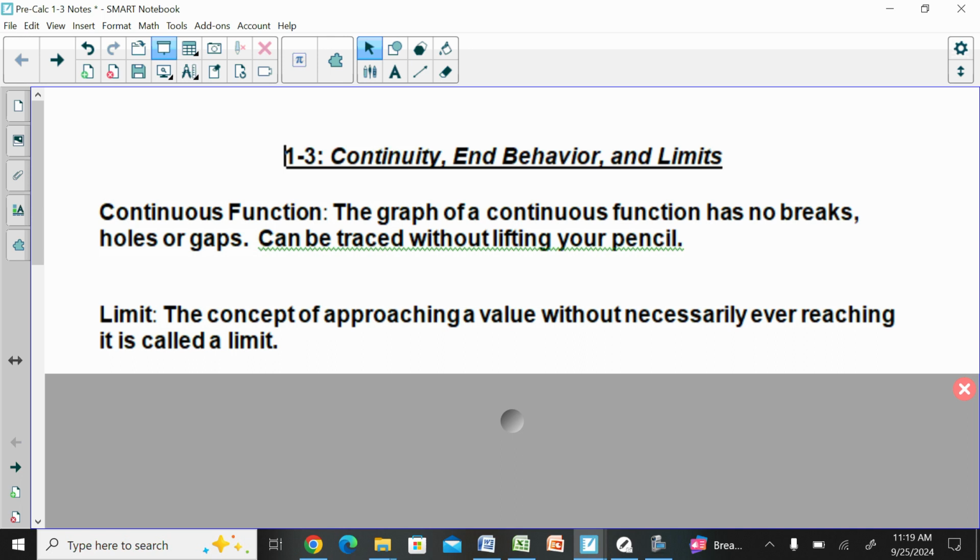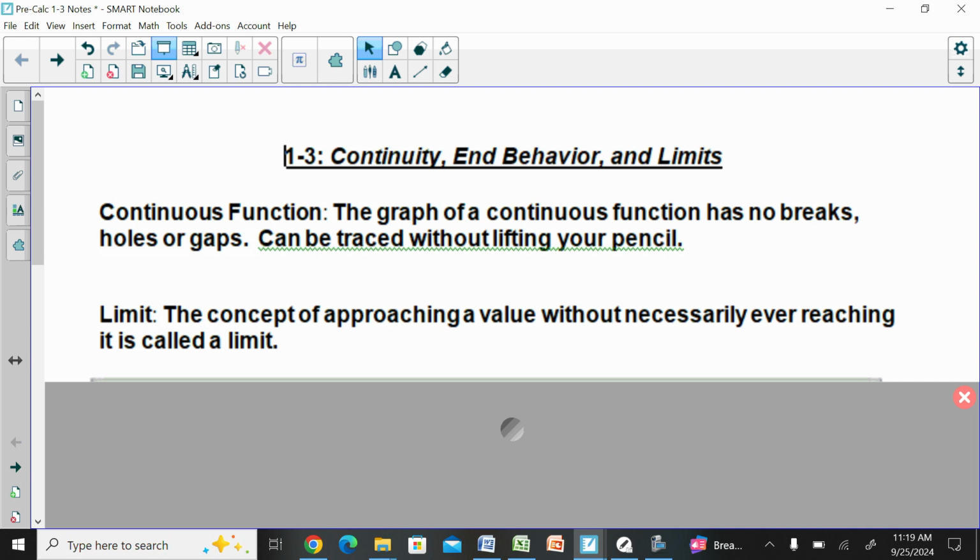Okay, and then a limit. We talk about a limit. The limit is basically the concept of approaching a value without necessarily ever reaching it. So you keep getting closer and closer and closer to a certain value, but you don't ever really get there. Then we call that a limit.